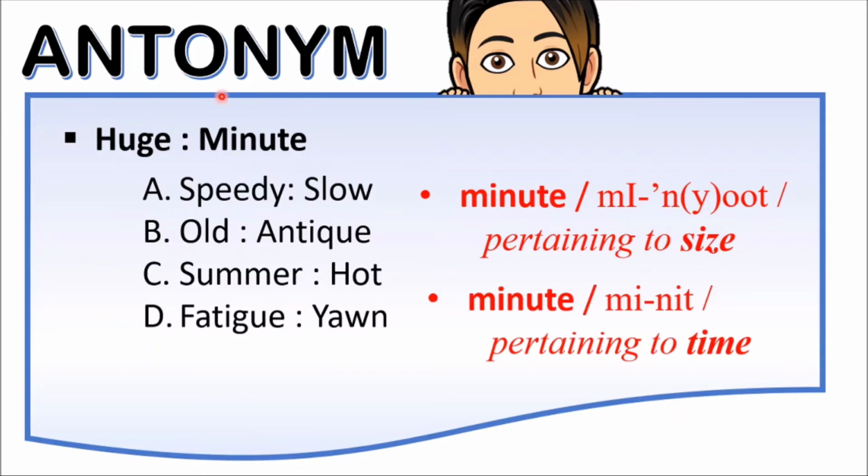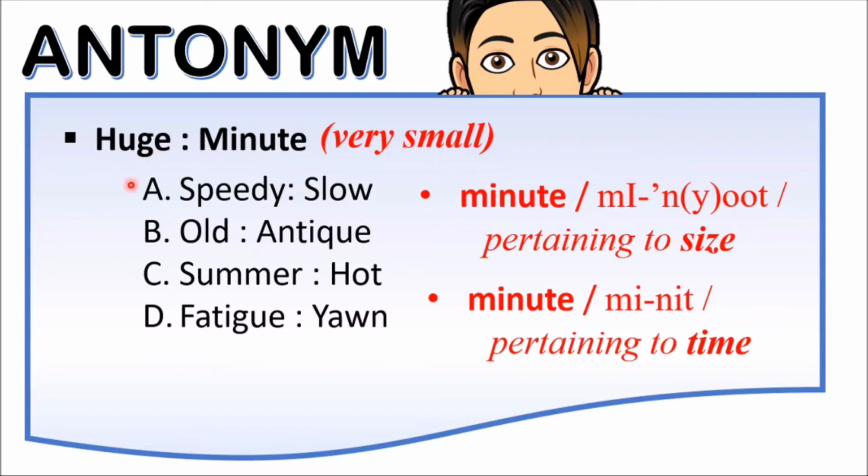Remember, we're talking about antonym. Something that is huge is big. What is the antonym of the word big? Small. So something that is minute is very small. Very, very small. Okay? Now, let's look for the pair that also shows antonym analogy.